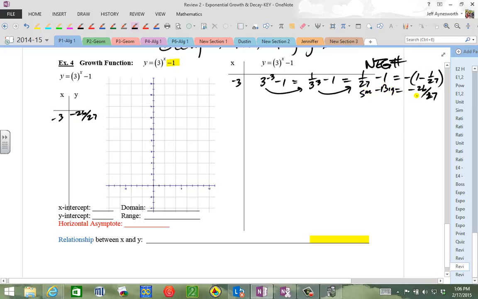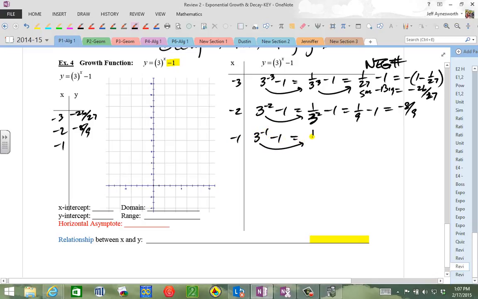Remember that. Okay, at negative 2, 3 to the negative 2 minus 1. Rewrite 1 over 3 squared minus 1. That's 1/9 minus 1, and that's negative 8/9. Small minus big is always negative. 1 minus 1/9 is 8/9, but we make it negative because small minus big is negative. So negative 2, negative 8/9 is a point on the graph. At negative 1, we have 3 to the negative 1 minus 1. That becomes 1/3 minus 1. That becomes negative 2/3. So negative 2/3 here.